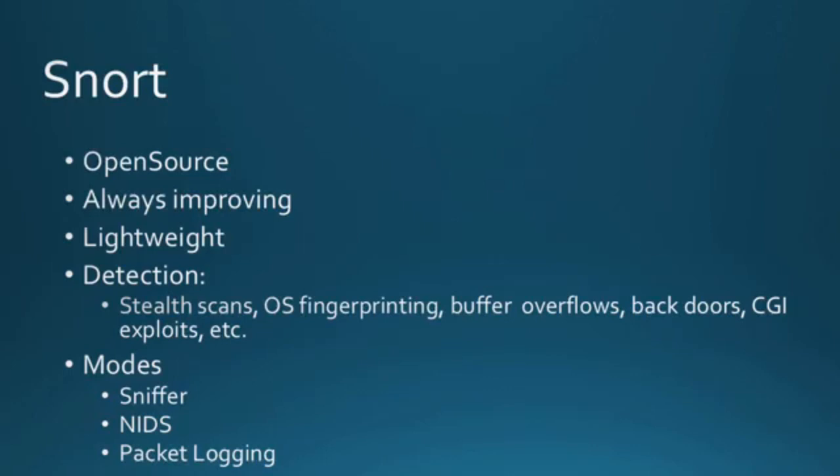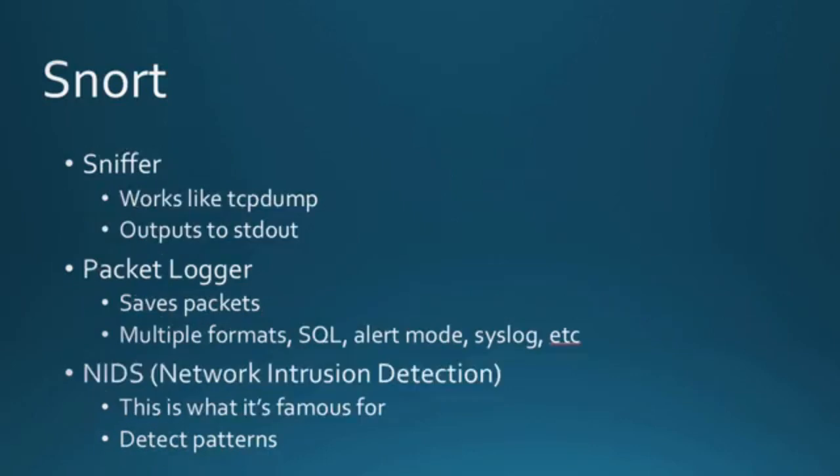Let's talk about the features real quick of Snort. Snort can work like tcpdump, where it's sniffing packets and downloading them based on criteria. We could output that information to standard out, or we can also input it to a number of different architectures like SQL, or we could have it alert via email or other databases. It acts as a network intrusion detection device, and this is what it's most famous for. It's famous for detecting patterns.